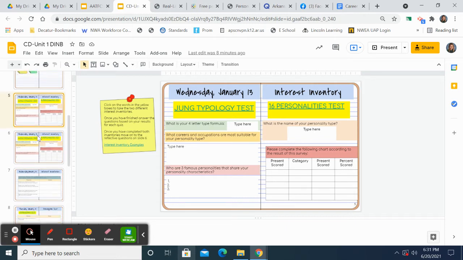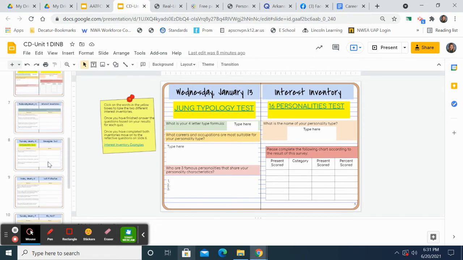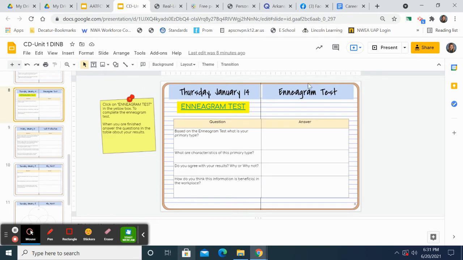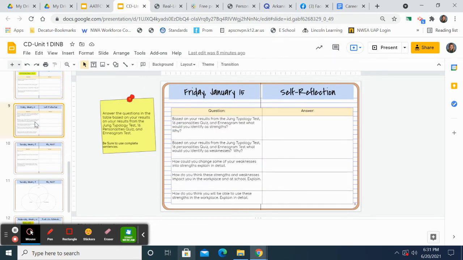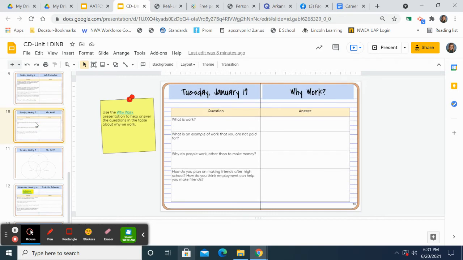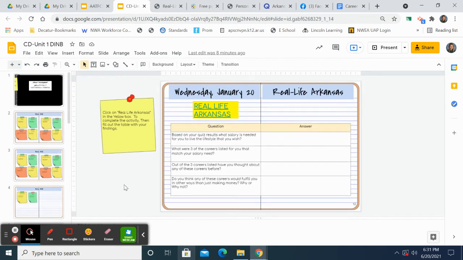And I don't grade every single slide because that would be a ton of grades, but I do like an interest inventory grade. And so I grade everything for their interest inventory. I do an Enneagram grade, and I grade everything for their Enneagram, or a self reflection grade. I didn't grade why work, and then I think I did grade real life Arkansas. And then I'll give them just like a completion grade for their Unit 1 at the end once they've turned it in, and that's for if they've done their cover and their word wall.